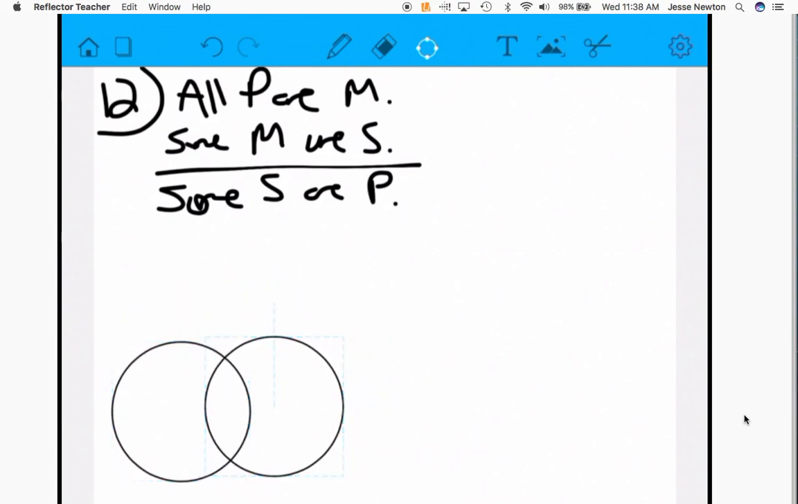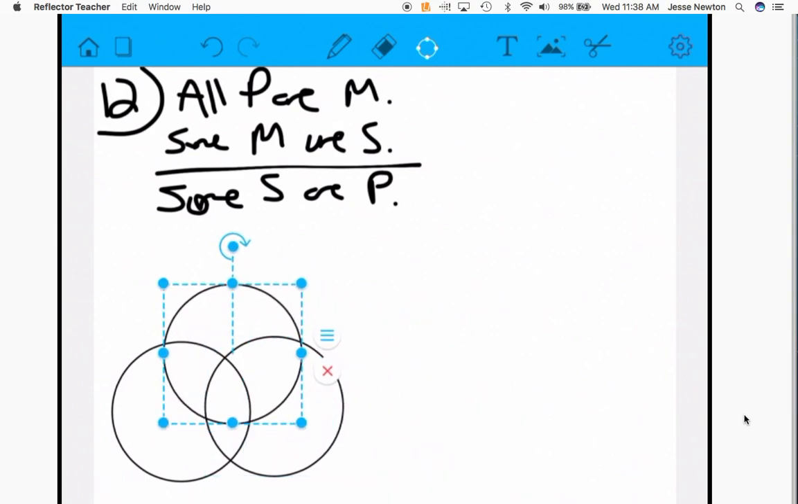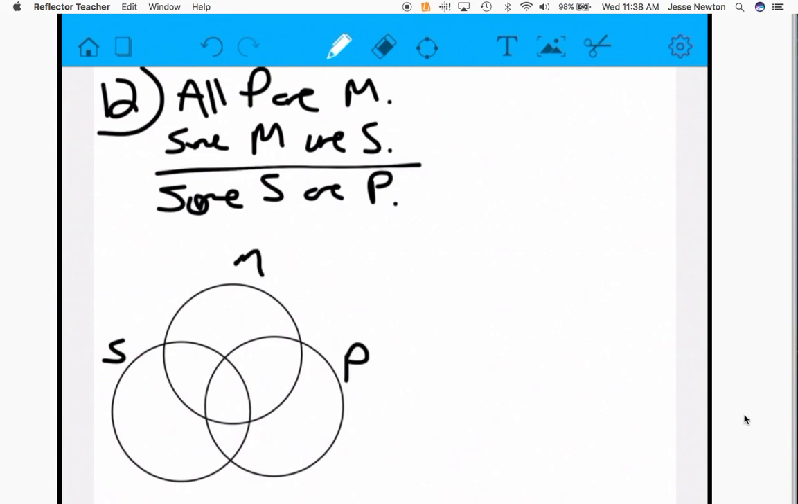Our happy little circles. I'm gonna go all Bob Ross on you. If you guys don't know who that is, you should look him up on YouTube.